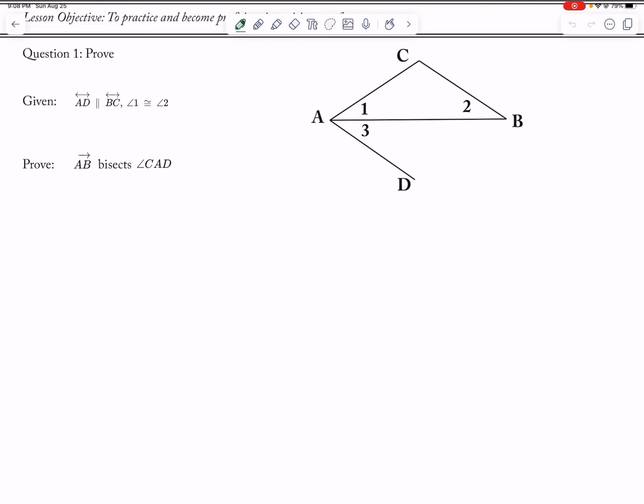Okay, so let's go ahead and take a look at all the odd numbered questions. These are all proofs. So, statements and reasons. The first thing is that AD, the line, is parallel to BC, and that is given. So A to D is parallel to B to C.